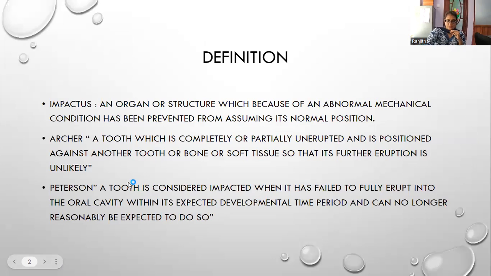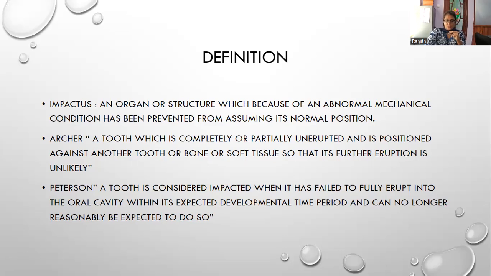Now, what does the Latin word impactus mean? It means an organ or a structure which, because of an abnormal mechanical condition, has been prevented from assuming its normal position. There are various definitions that were put forward by Archer and Peterson. According to Archer, a tooth which is completely or partially unerupted and is positioned against another tooth or bone or soft tissue so that its further eruption is unlikely has been defined as an impacted tooth.